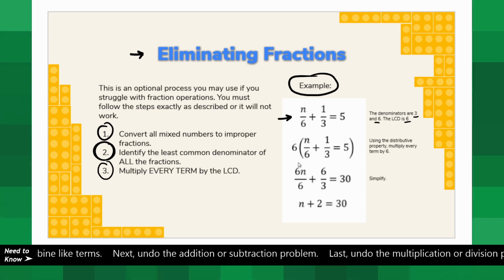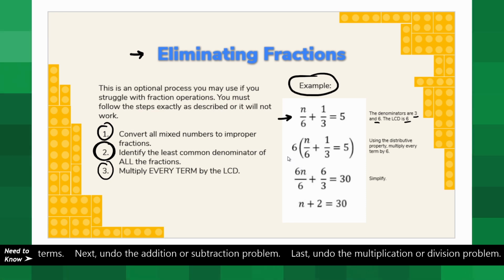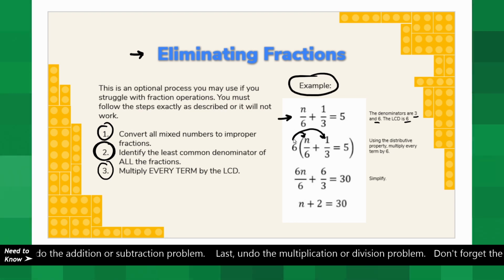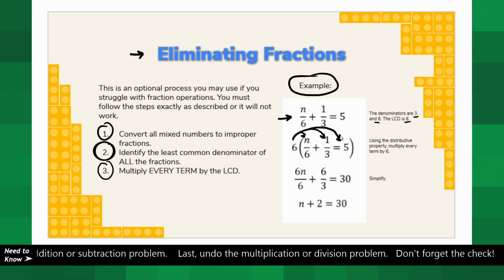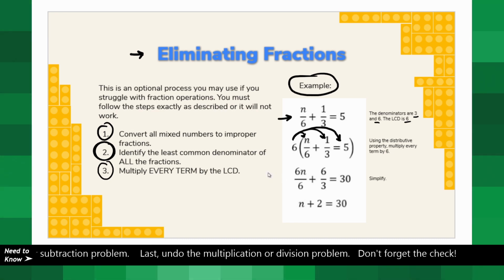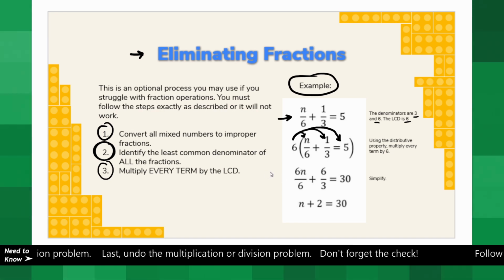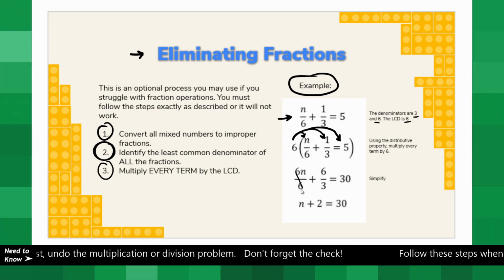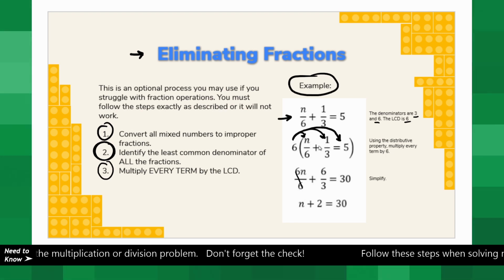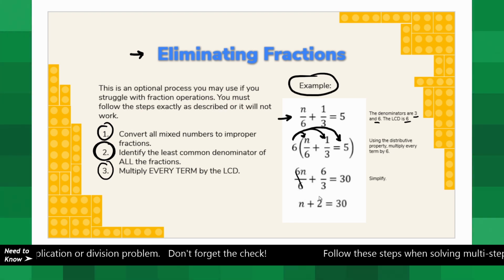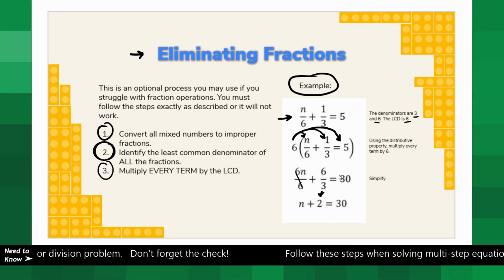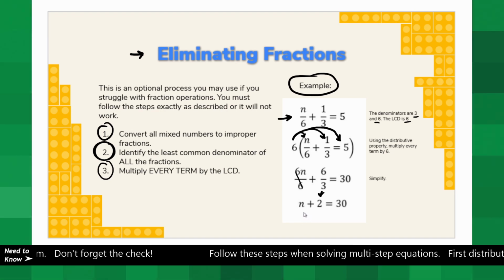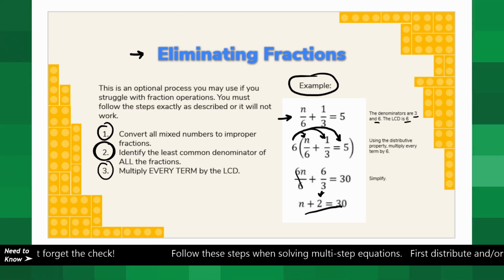So what you're going to do is you're going to multiply that LCD to every term in parentheses. So you're going to put that whole equation in parentheses. Then you're going to use the distributive property and multiply every term by that LCD. Well, 6 times n over 6 is 6n divided by 6. And remember, that cancels out. 6 times 1/3 is 6/3, which simplifies down to 2. And then 6 times 5 is 30. So you've created an equivalent equation. Your equivalent equation is n plus 2 equals 30.